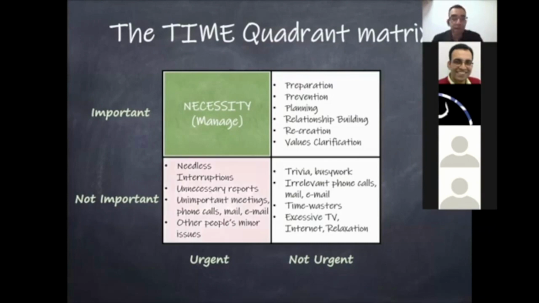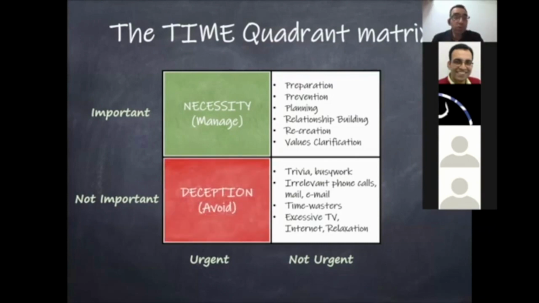Assignment carries marks. But Q3 is a quadrant of deception. It appears to be important because many times we confuse urgency with importance. We should be able to distinguish between things which are just urgent and not important. And we should have the courage to say no to those things.